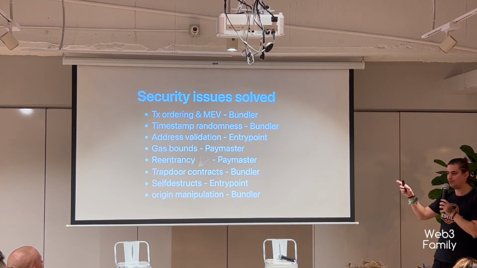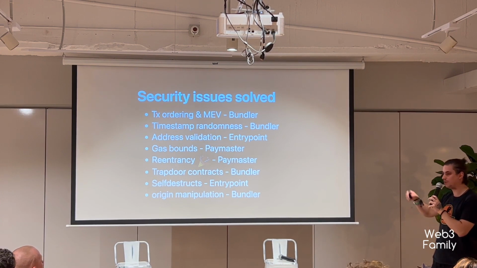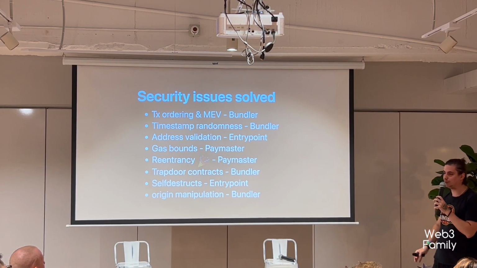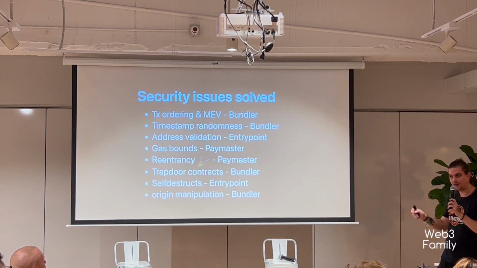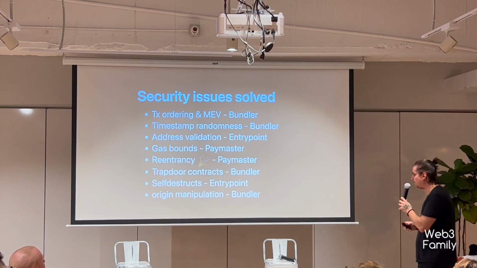Address validation. If you have a too short address because of the API coding, Ethereum, like Solidity, will pad it with zeros, and that can lead to security issues. You can't have that anymore because the entry point contract can enforce correctly formatted addresses for callers.